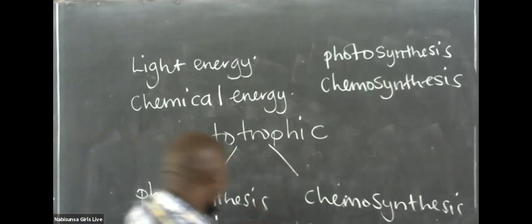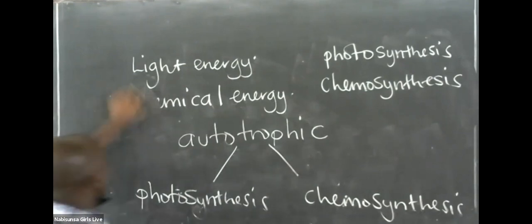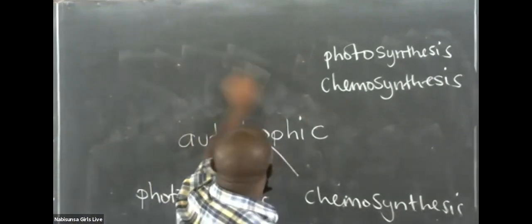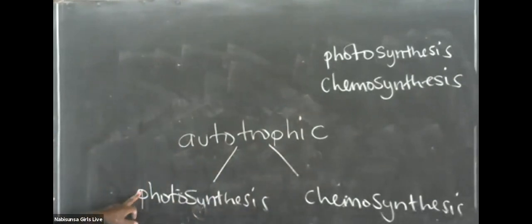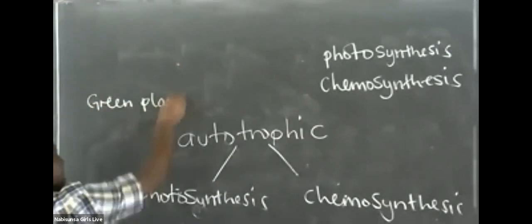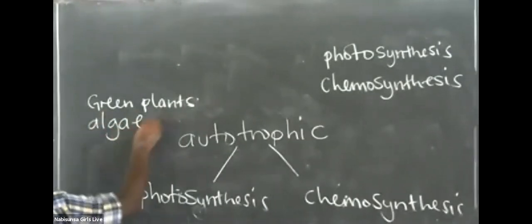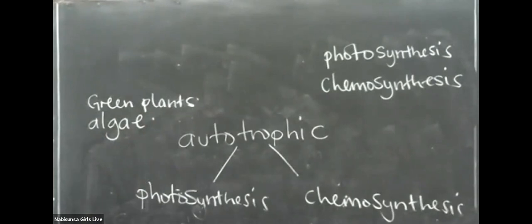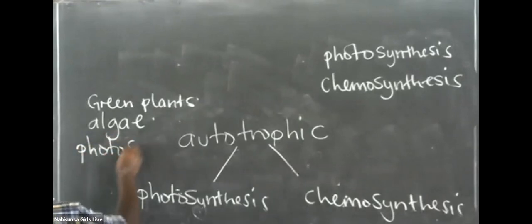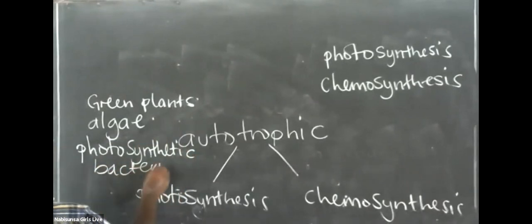Okay, sorry. Now I'm putting them beside the examples. We are saying amongst those organisms which can carry out photosynthesis, we have the green plants. They are amongst those. Then we have the algae. Then photosynthetic bacteria. So those are amongst those organisms which can carry out photosynthesis.